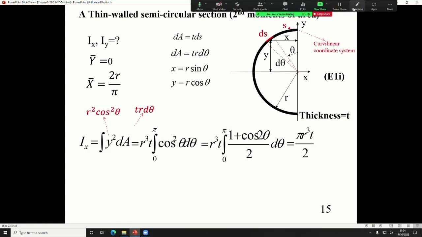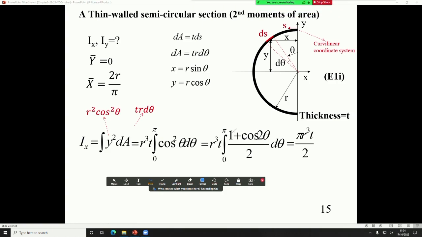So, for your information, I added this because some of the students asked. The integral of 1 is theta. The integral of cosine of 2 theta is 1 over 2 sine of 2 theta. So the integral of 1 plus cosine of 2 theta is theta plus 1 over 2 sine of 2 theta. Is everyone happy about this? And then you have these two limits. You can find the answers.